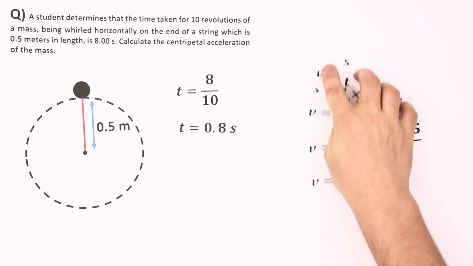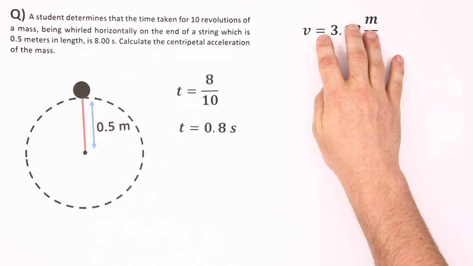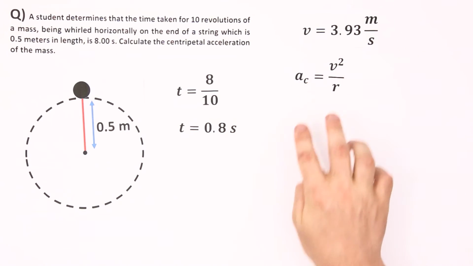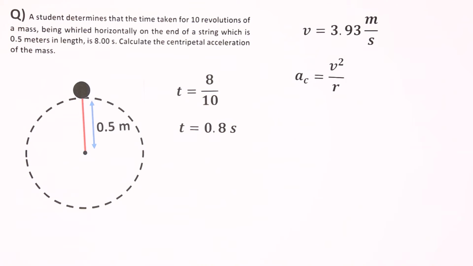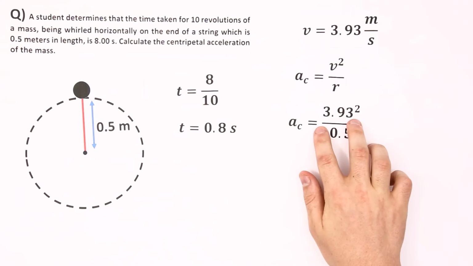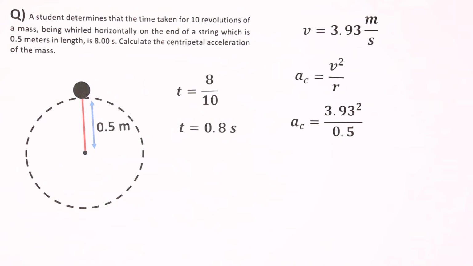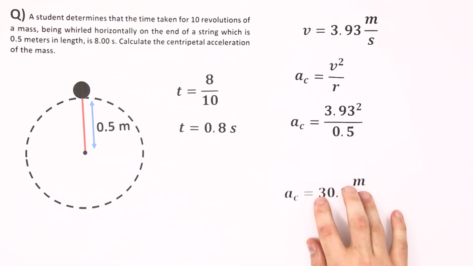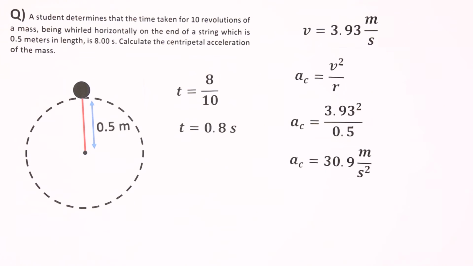We can now go back to our formula sheet and find the equation for centripetal acceleration, which is a_c equals v squared divided by r. Subbing in our newly calculated velocity as 3.93 and our radius as 0.5, we can find the centripetal acceleration is equal to 30.9 meters per second squared towards the center of the circle.